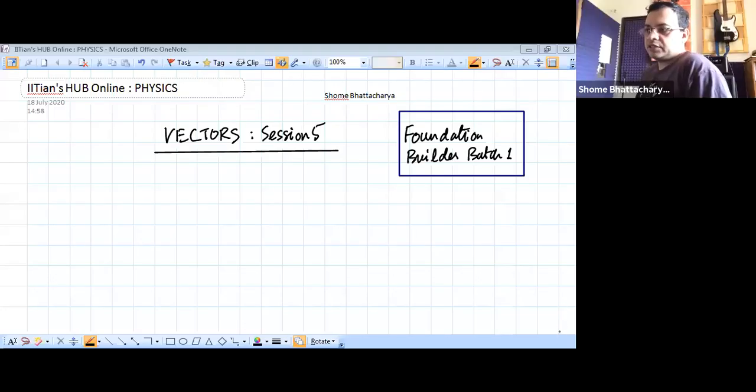The doubts of worksheet number 3. So, right. I will discuss most of the questions. So let's quickly look at a review of the concept of components of vectors.